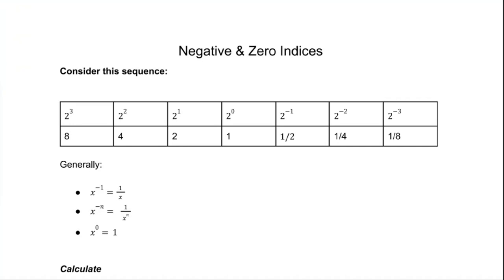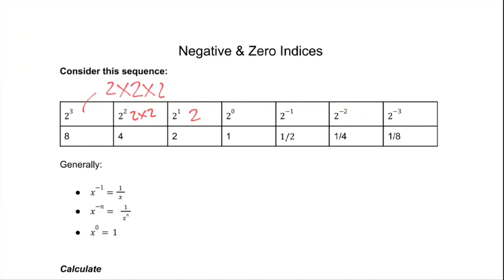So let's first of all think about this sequence. Think about what happens when we raise 2 to the power of something. So 2 to the power of 3, that's 2 times 2 times 2, right? And that is going to be 8. And then 2 squared, so 2 to the power of 2 is just 2 times 2, and that's going to be 4. Now 2 to the power of 1 is just 2 on its own. And so that is going to be 2.